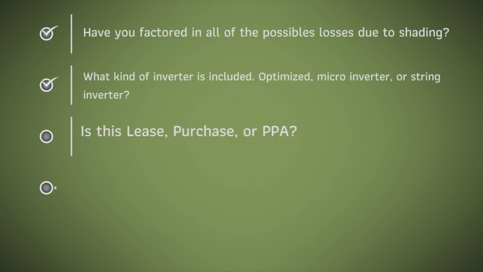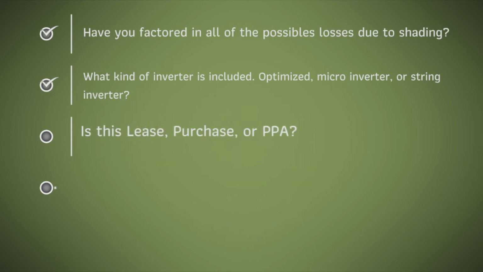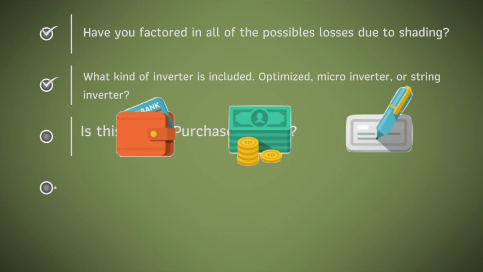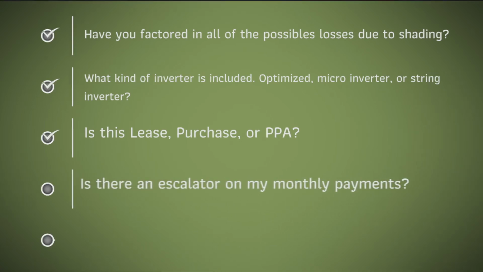The problem with these is that they can put a lien on the roof or on the home itself. And they also have annual escalators, which means that if you're trying to eliminate any annual escalation from utility companies, you won't be doing that with a lease or a PPA. They typically increase from 1.9% to 3.9% annually on the monthly payments. Whereas with a purchase, you own the equipment, and it is typically financed or purchased with credit cards, cash, or check.